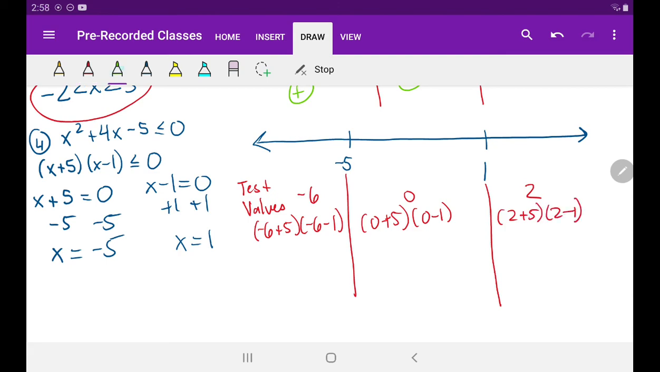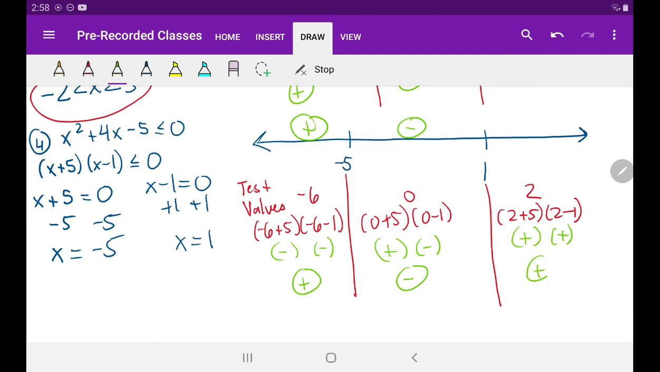Then I want to figure out if things are positive or negative. Negative 6 plus 5 is negative. Negative 6 minus 1 is negative. Negative times negative is a positive. 0 plus 5 is positive. 0 minus 1 is negative. Positive times negative is negative, and so we're negative in the middle. 2 plus 5 is positive, 2 minus 1 is positive, so positive times a positive is positive.